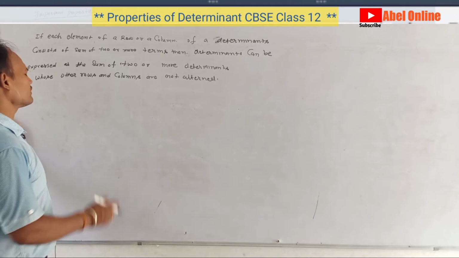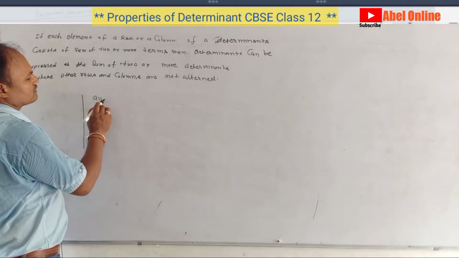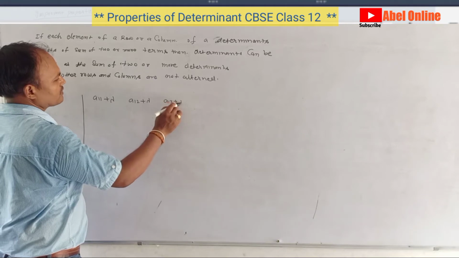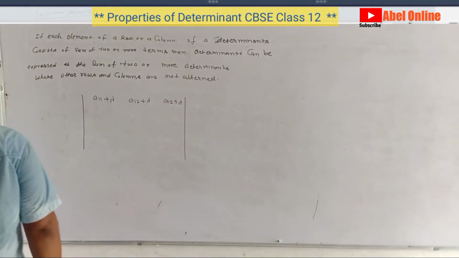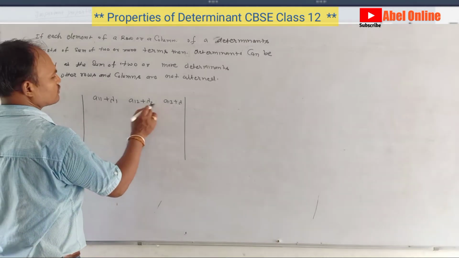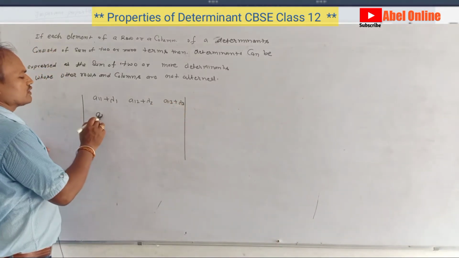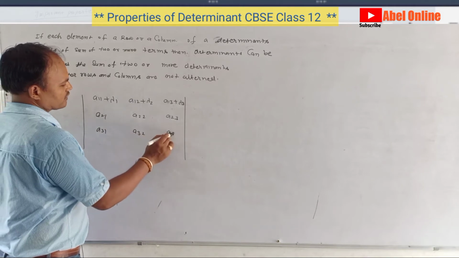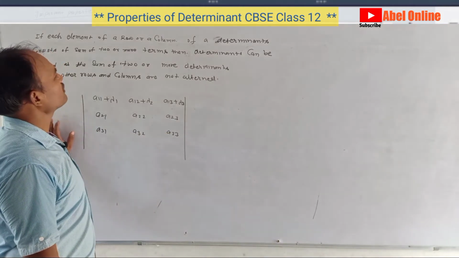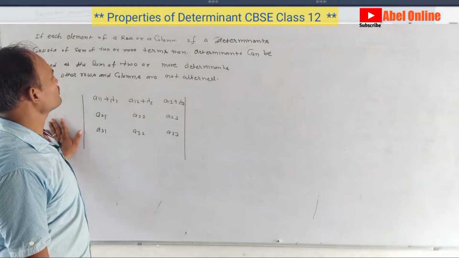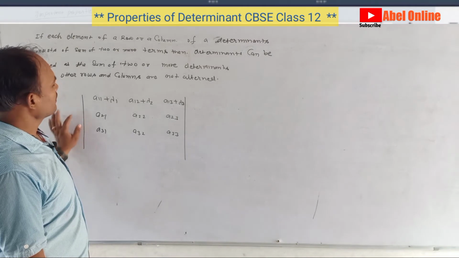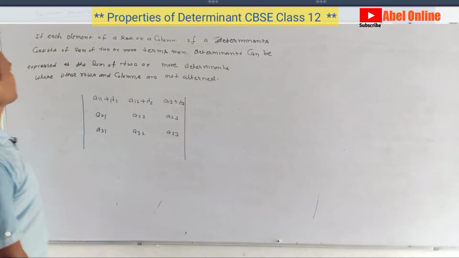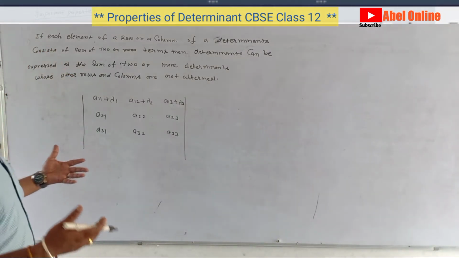Suppose, for example, we take a11 plus lambda1, a12 plus lambda2, a13 plus lambda3, and then a21, a22, a23, a31, a32, a33 here. It means if each element of a row or column of a determinant consists of the sum of two or more terms, here two terms, a11 and lambda1, a12 and lambda2, a13 and lambda3, then it can be expressed as the sum of two or more determinants. It means we can expand this determinant.